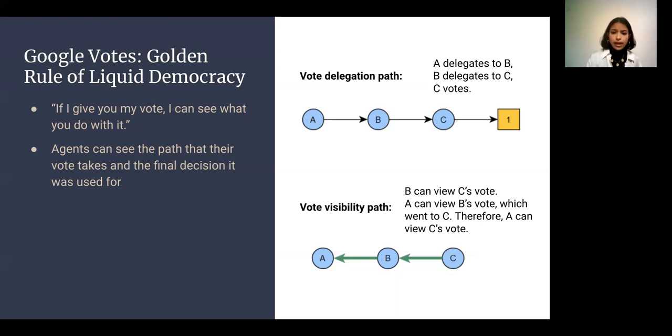So for example, if A delegates a vote to B, who delegates a vote to C, and then C votes directly, A can see that whole path of where that vote goes, or at least that's the idea, the principle behind whose vote should be visible to whom. So yeah, the idea is that agents should be able to see the path that their vote takes and the final decision it was used for.